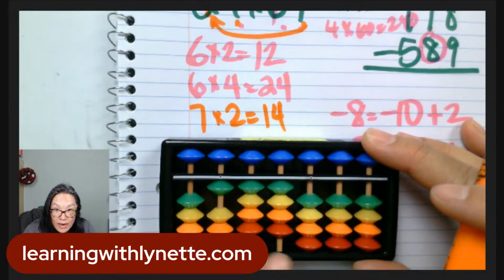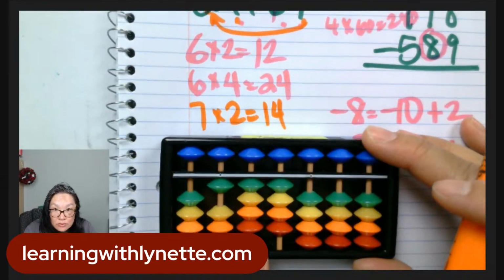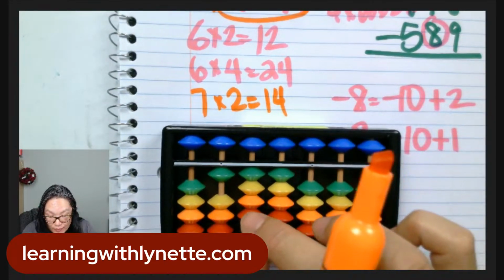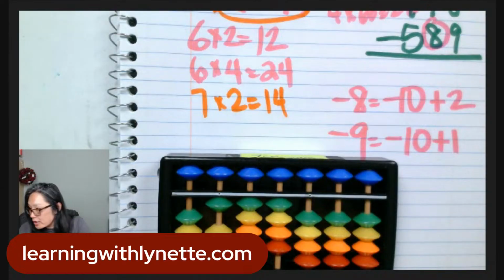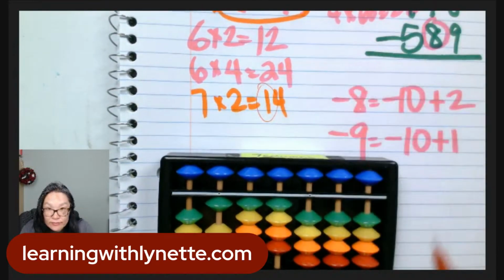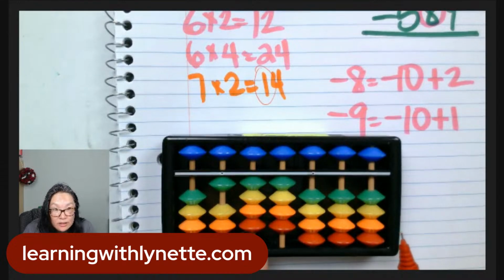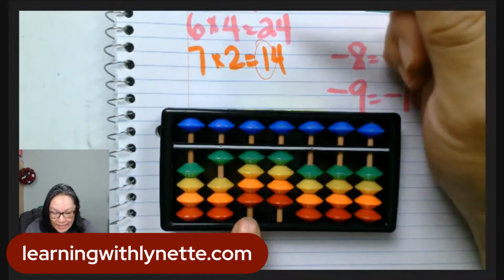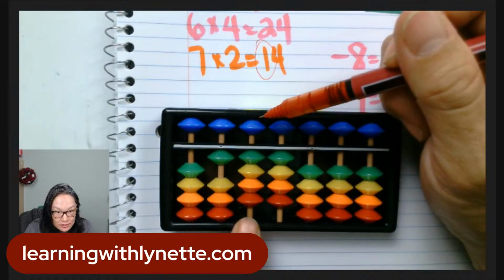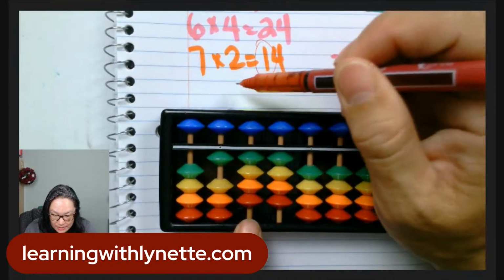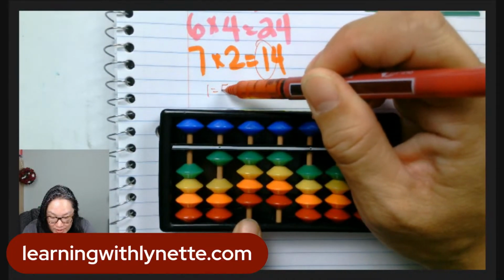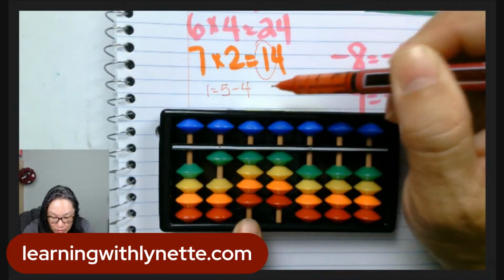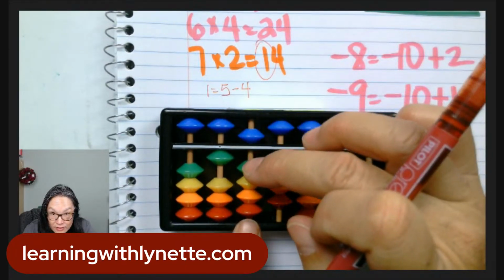I add 1. I add 4. I add 1. I add 4. I add 1. Right? There's not enough beads to add the 1. What do I do? Do we remember what I do to add the 1? Can I add the 5? Yes. 1 is equal to plus the 5 minus the 4. Plus the 5 minus the 4.